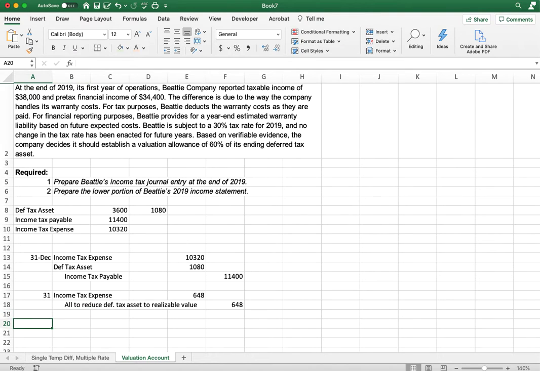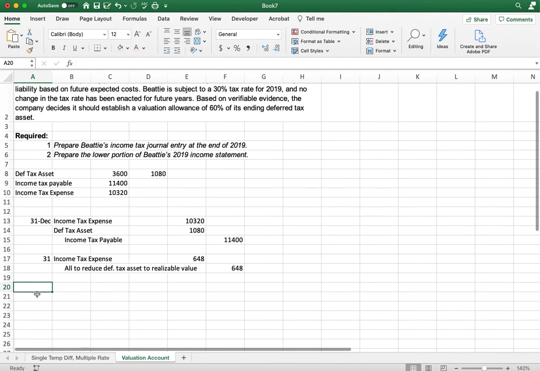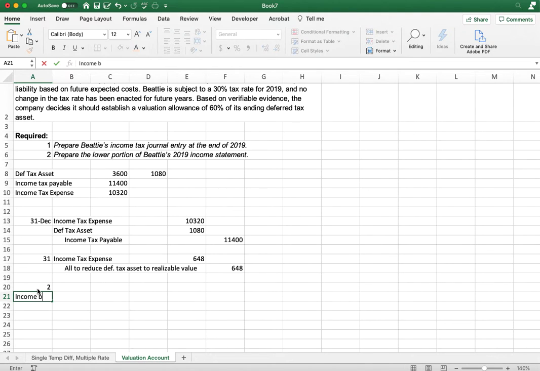Okay, so we have our journal entries done, and then we also need to prepare the lower portion of the income statement. So I'm just going to put part 2 here, and I'm going to skip the title portions of the income statement and just get straight to the accounts. So we'd have income before income taxes, then our income tax expense, and then net income.